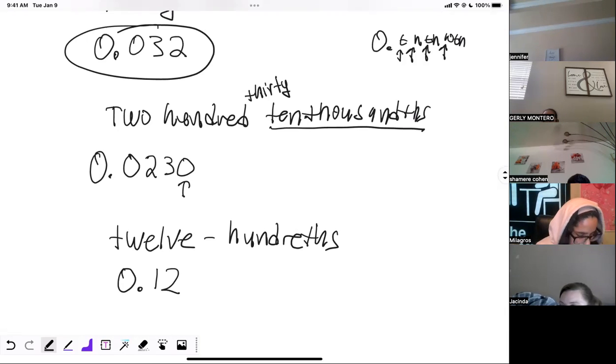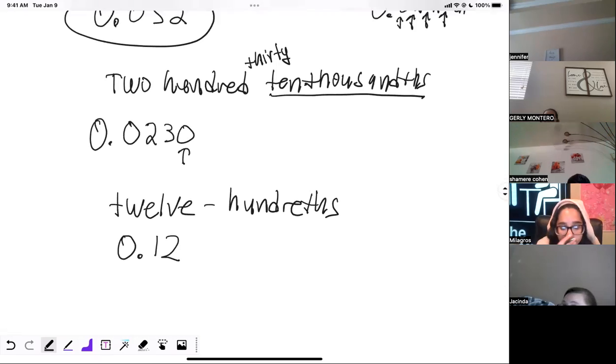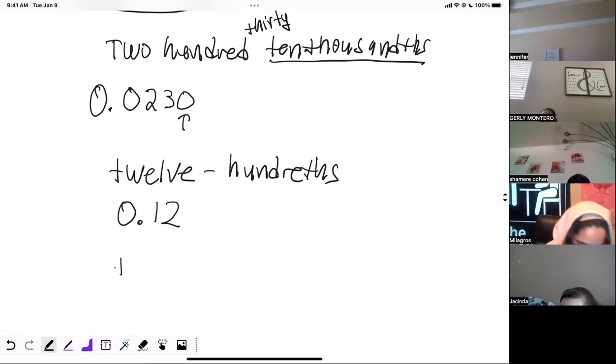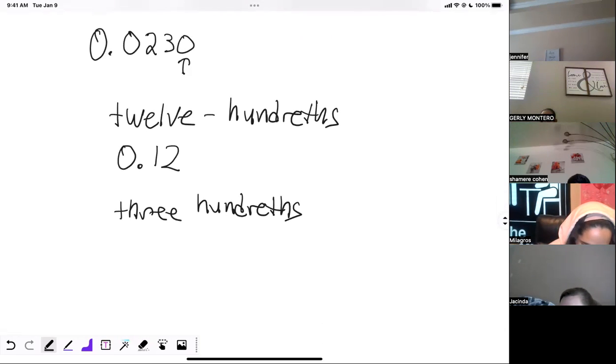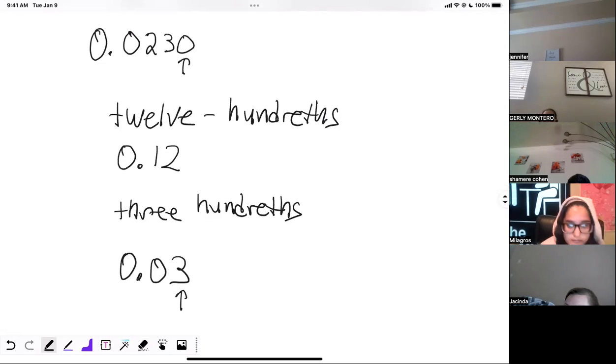That's 12 hundredths. But if I said 3 hundredths, that means the 3 has to end at the 100th spot. You have to add a 0 to get to that 100th spot. So sometimes you have to add a 0 to get to the spot you need to be in. Whatever number they give you, that last digit has to end in the spot it tells you to go to. And see if that helps you.